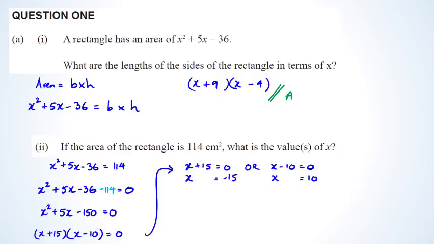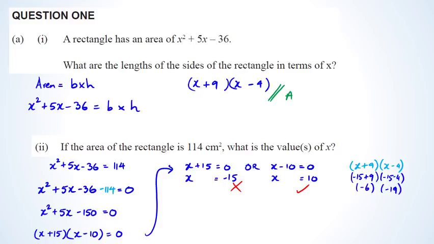So it's really important that you ignore that negative 15, because you can't really have negative 15 in this particular case. Remember that your two sides were x plus 9 and x minus 4. So if you substitute negative 15 as x, then your first side will become negative 6 and your second side will become negative 19. Now you can't really have negative 19 as a unit of measure. So therefore, we can't actually choose x equals negative 15, and we have to say x equals 10.